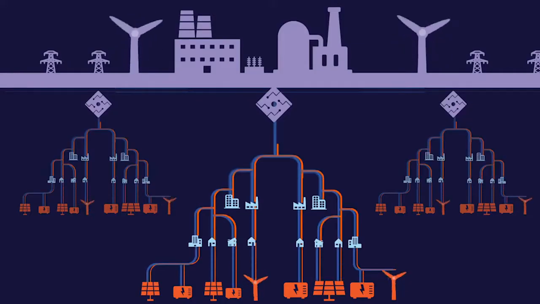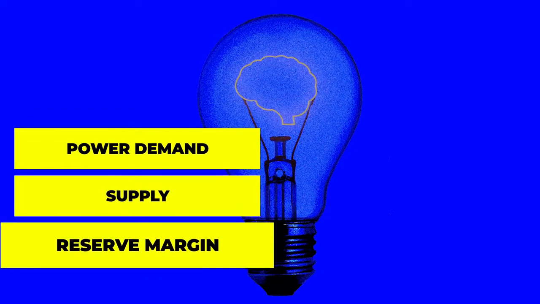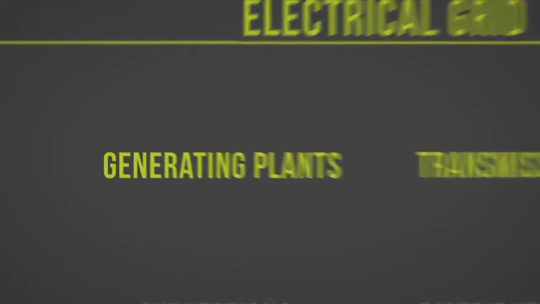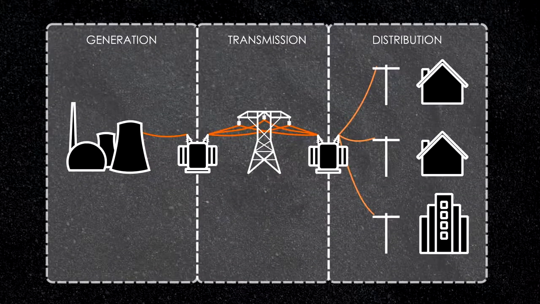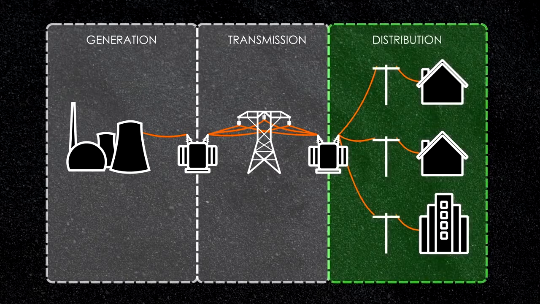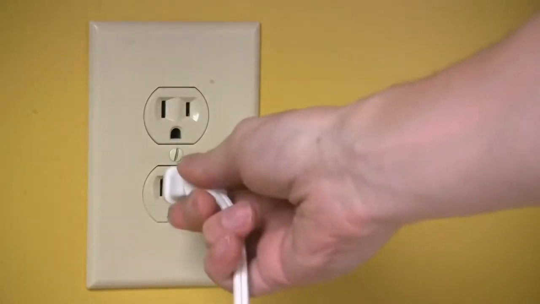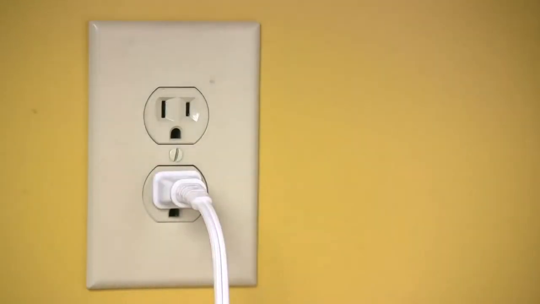Grid operators regularly monitor and manage power demand, supply, reserve margins, and the mix of electricity producing technologies to ensure that everything operates properly. Electric businesses or utilities own energy producers, and they establish acceptable electricity tariffs for their states, which the utilities must follow.